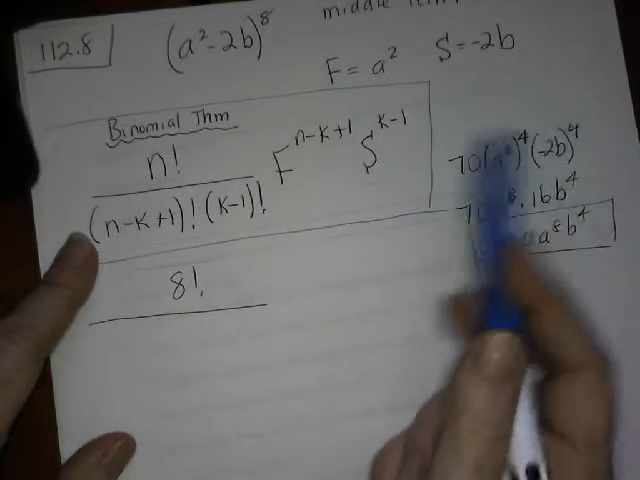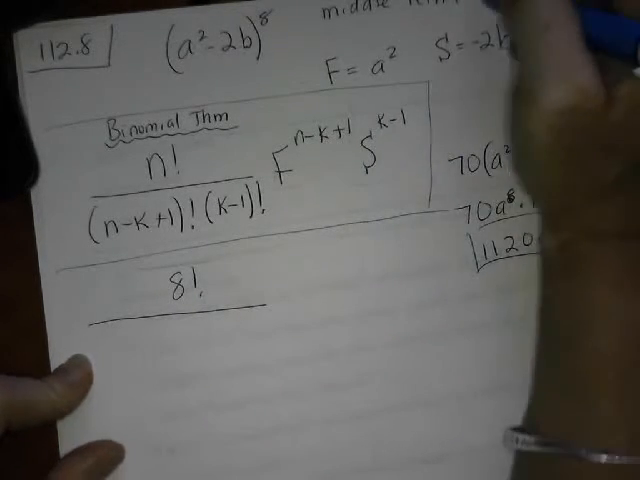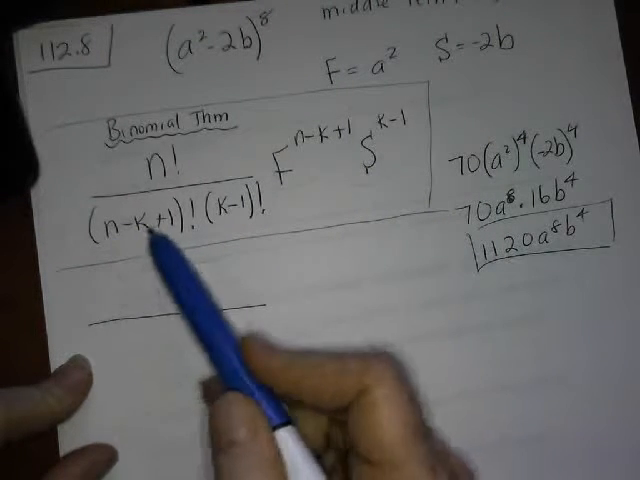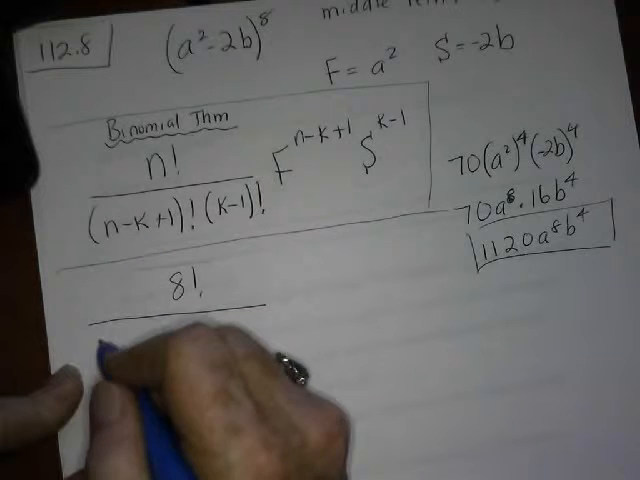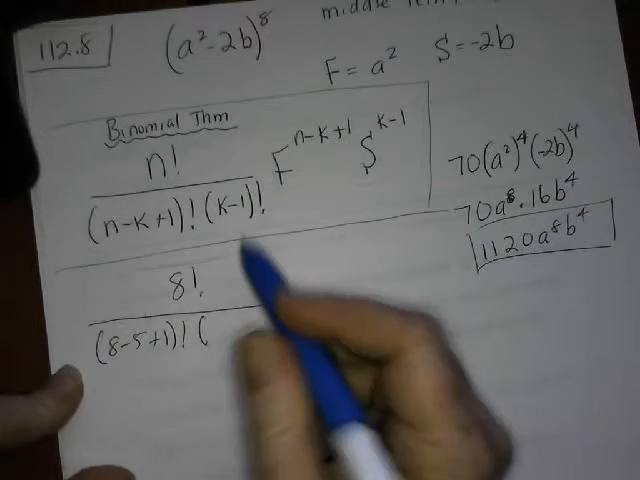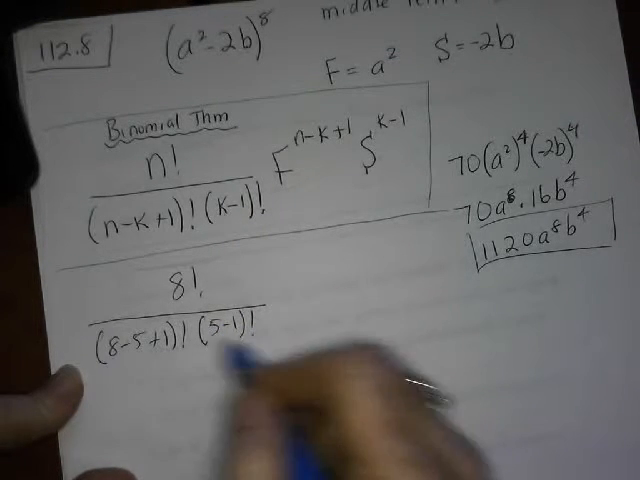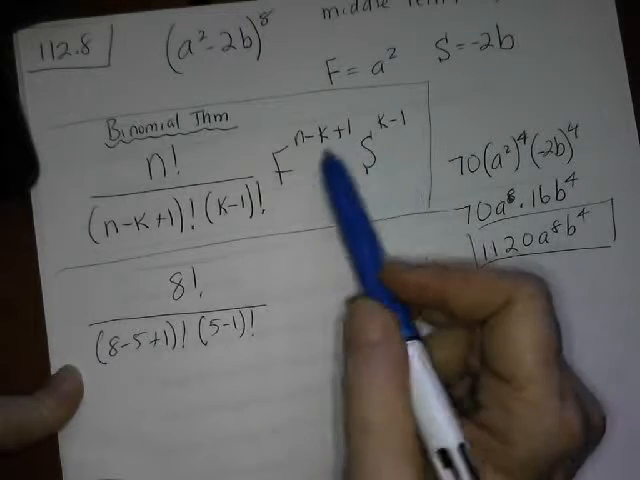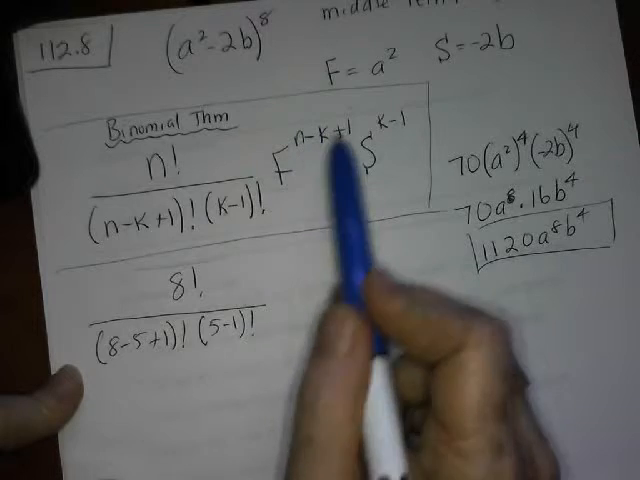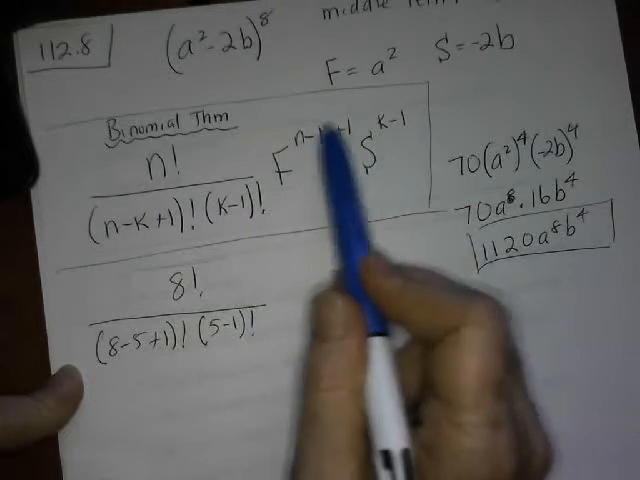Because you'll see, n minus k. Well, what's k? The middle term is the 5th term. So n minus k, that's 8 minus 5. Should I write it all out? 8 minus 5 plus 1 factorial. K is 5 because it's the 5th term. Those should both end up being 4s. And then if you'll notice, this and this are the exact same amount, aren't they? So once you find out what this and this are, these are the same things.